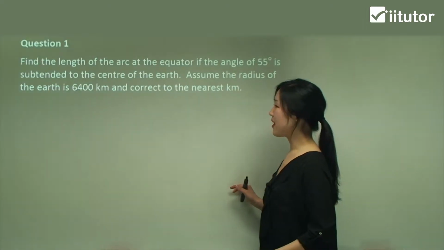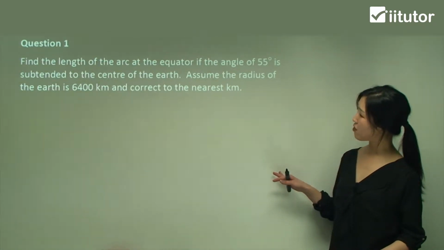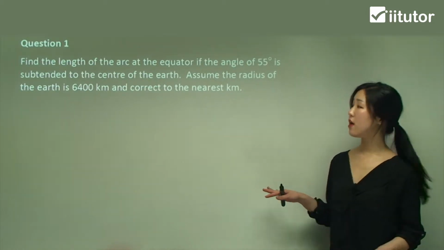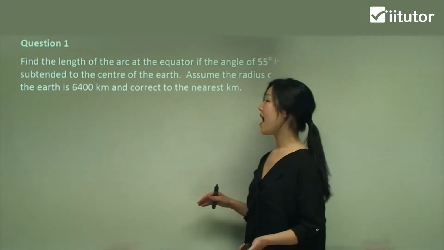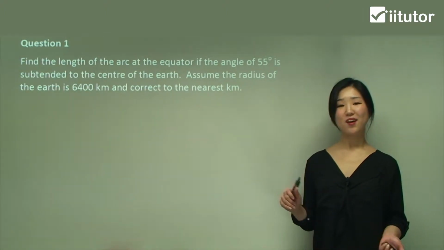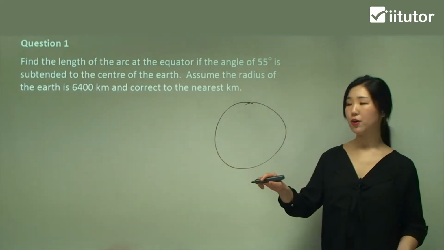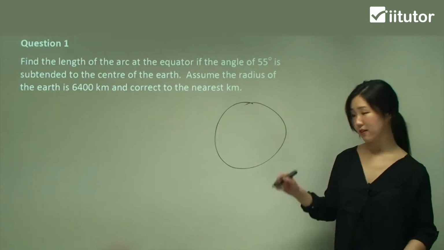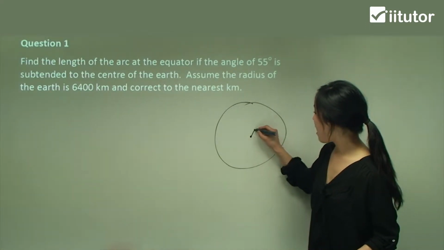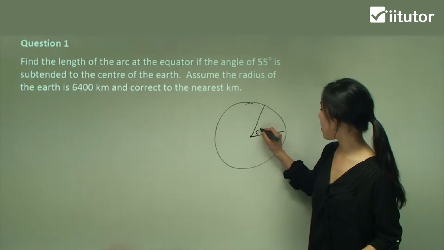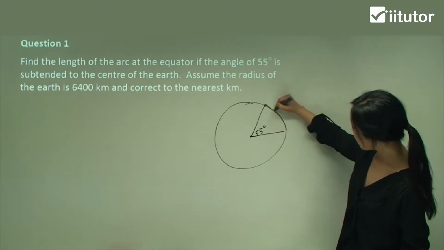Question 1, find the length of the arc at the equator if the angle of 55 degrees is subtended to the center of the Earth. Assume that the radius of the Earth is 6,400 kilometers and correct to the nearest kilometer. Okay, so we've got the Earth here, but what we want to know is the length of the arc that subtends a 55 degree angle. So this is the equator, and we want it to subtend 55 degrees like that. We're interested in this length here.